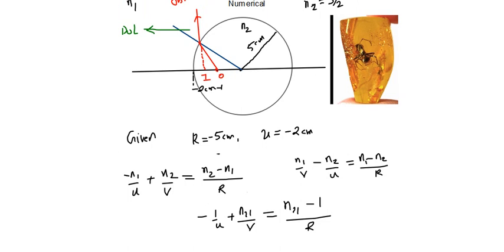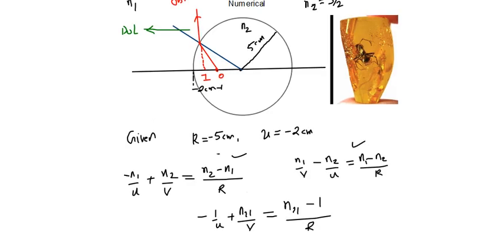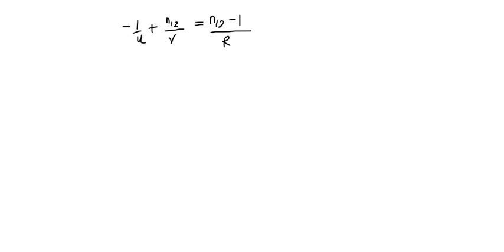My relation will be minus 1 by u plus n12 by v equals n12 minus 1 by r. That's it. So I do not need to think whether I will be using this one or that one. I just need to follow n21 when the ray is going from rarer to denser, and when the ray is going from denser to rarer, it becomes n12. So n12 will be what? n12 would be n1 by n2. The refractive index of air is 1, and that of glass is 3 by 2. So that gives me 2 by 3.